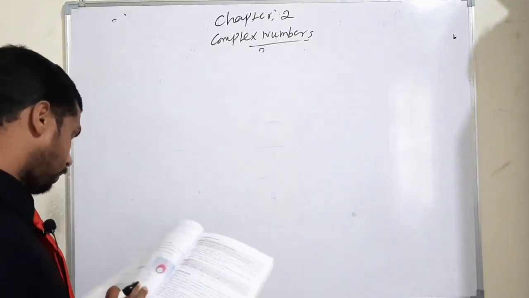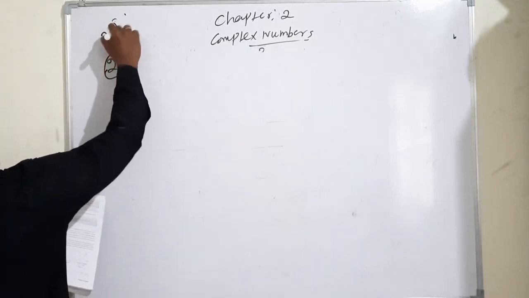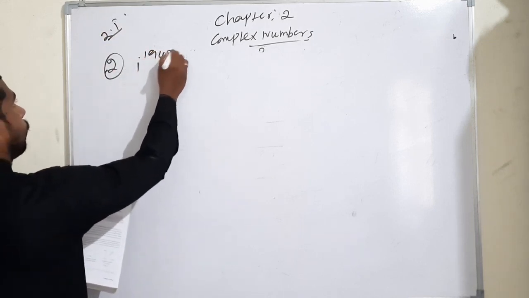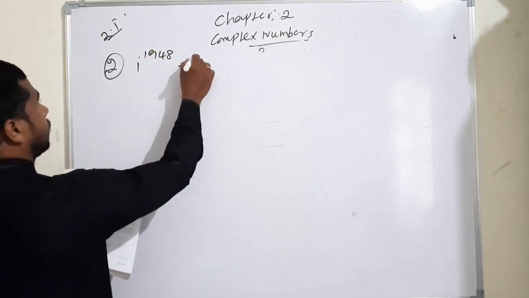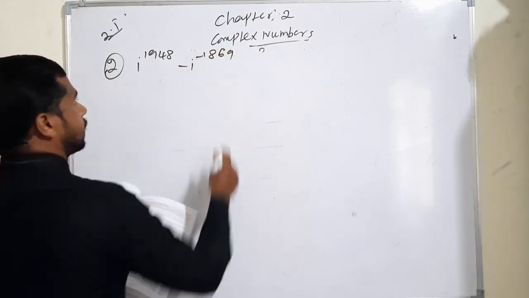I am moving to do question number 2, exercise 2.1. Okay, i to the power 1948 minus i to the power minus of 1869, okay.